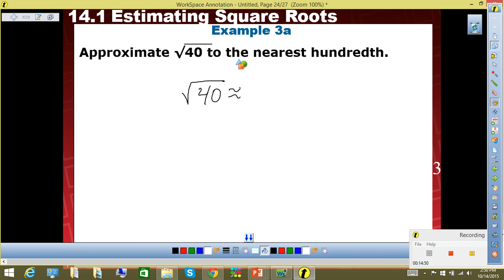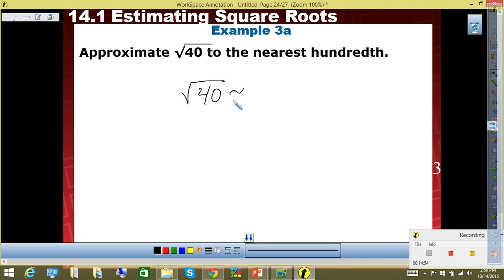So here goes the entire process. To find the estimation, we first start by finding the two perfect square numbers, 36 and 49. Are we there? The smallest one of those is 36, so the square root of 36 is 6. And we need a decimal here. Are we there so far? Okay, so check this out.